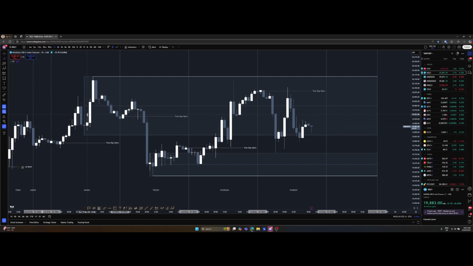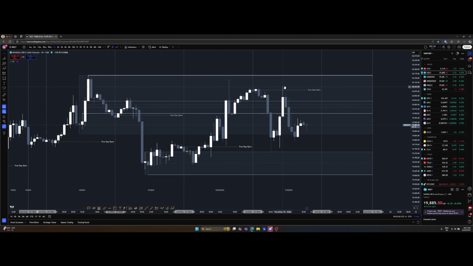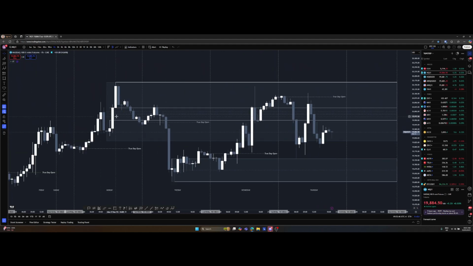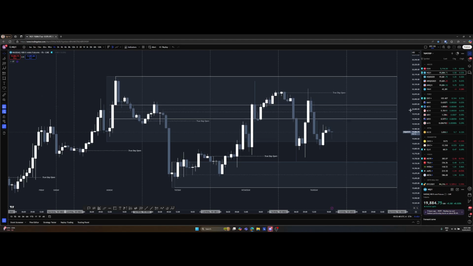And in this manipulation, we had this bullish fair value gap, which was flipped, this IBISI. Here, still a PD array to be watching.